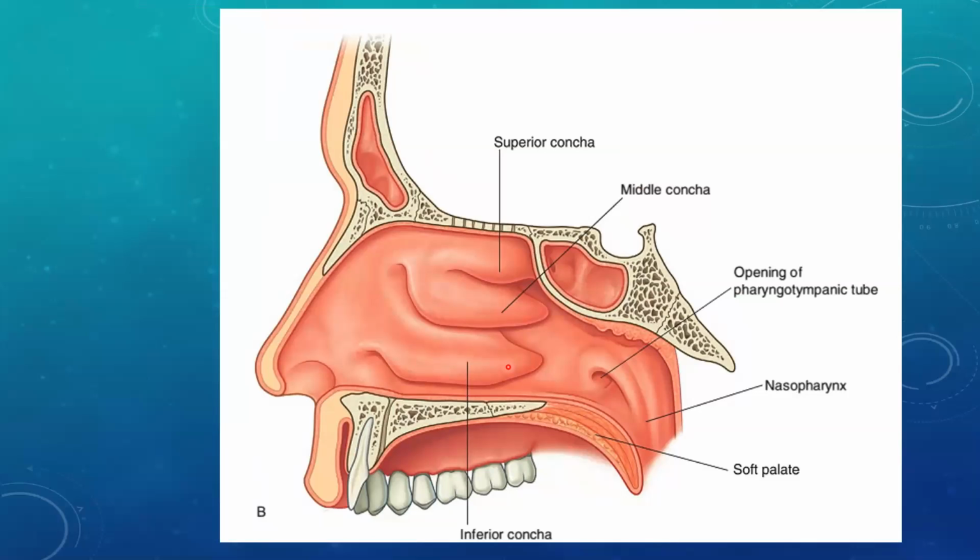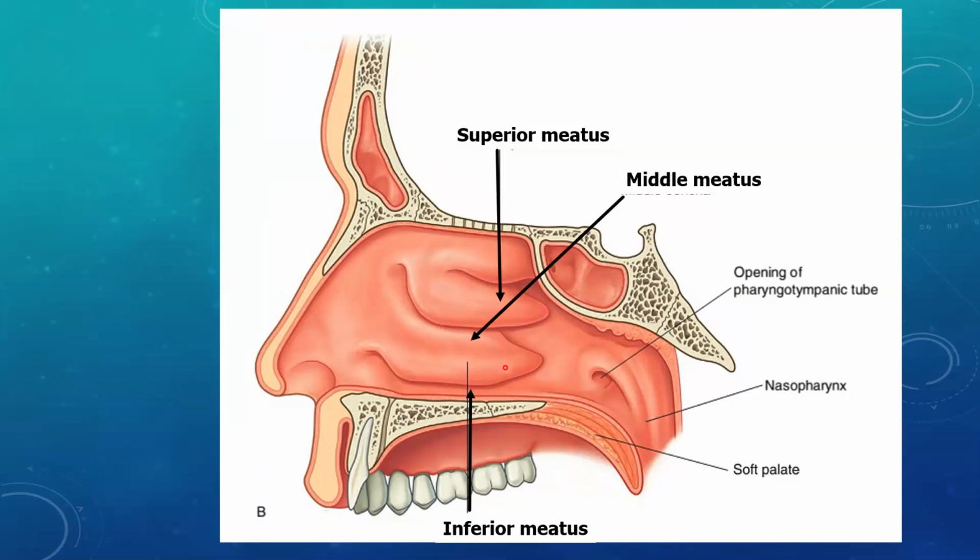Now, the space below this superior concha, can you see? This is known as the superior meatus. Below the middle concha is known as the middle meatus. Below the inferior concha is known as the inferior meatus. So there are three meatuses. Below the superior concha is the superior meatus. Below the middle concha, this space is known as the middle meatus.